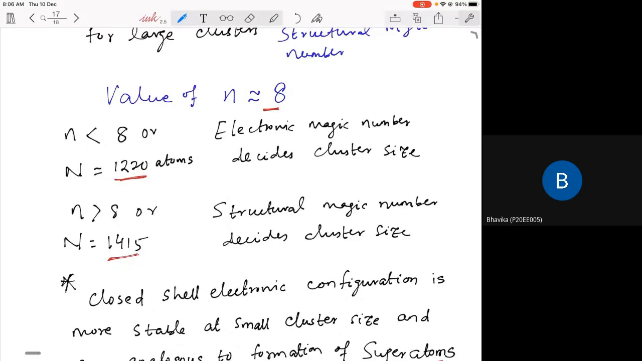So the atoms will be arranged in such a way, or the clusters will have a geometry or a shape, which will always have a minimum energy. And for that you have to calculate. As I said, the best answer can be given by quantum mechanics. If you solve the Schrodinger equation, then you can clearly say what will be the atomic positions which lead to the minimum energy.